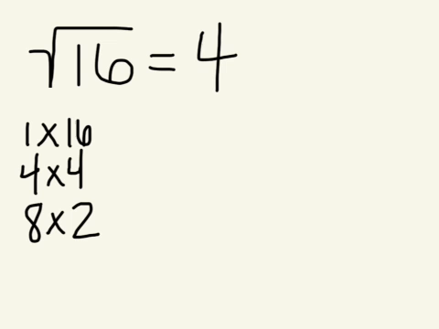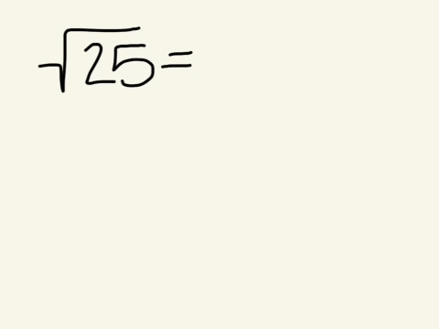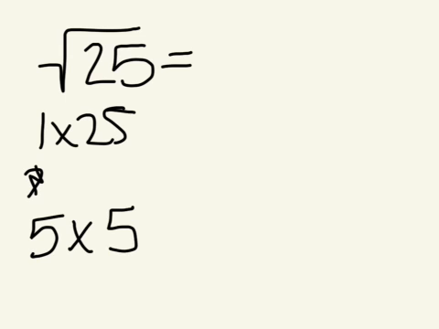So the square root of 16 is what you call a perfect square. And that's what we're going to be dealing with all this year, numbers that are perfect, which means they have two whole numbers that multiply together to give you the square root. So for example, if I have the square root of 25, I'm thinking of a number that I multiply by itself to give me 25. I know 1 times 25, and I know 5 times 5. So of course my answer is going to be 5.